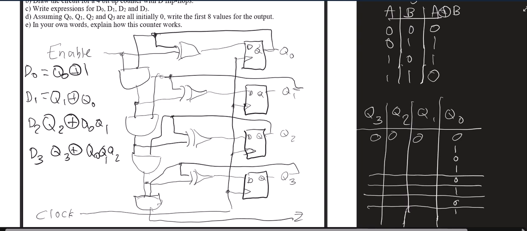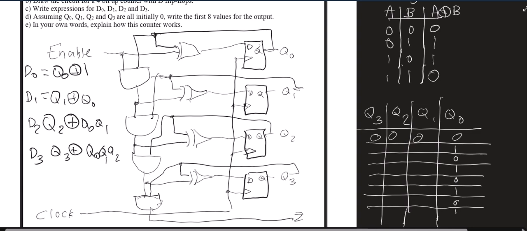Okay, so what's happening to this least significant bit? What's it doing? It's just alternating. 0, 1, 0, 1, 0, 1, 0, 1. Okay, so now let's look at what Q1 is going to do.